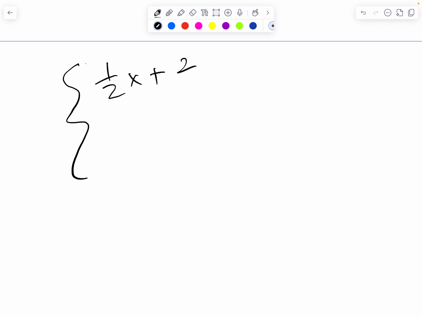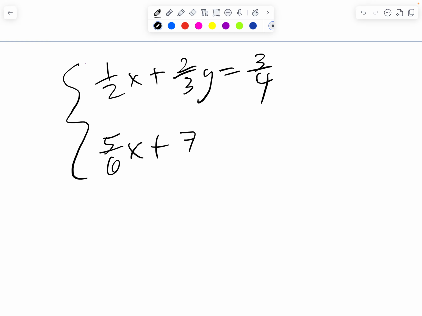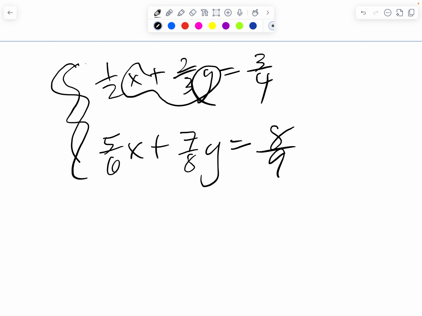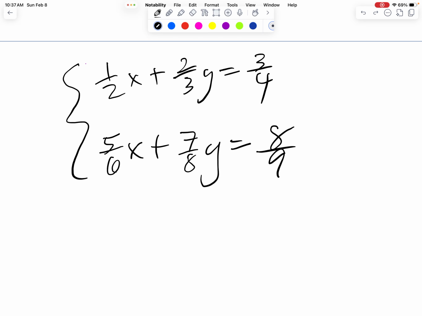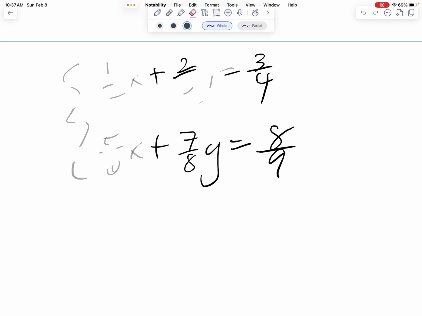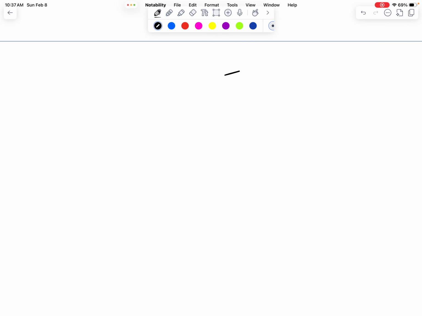1/2, 2/3, 3/4, 5, 6 plus 7/8, 8/9. Two variables, two equations, and the coefficients are fractions. And hopefully that's helped you do your arithmetic with fractions. These fractions are called rational numbers. It's literally a ratio of two whole numbers or integers, hence rational.